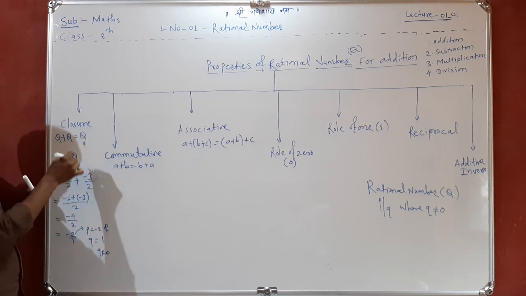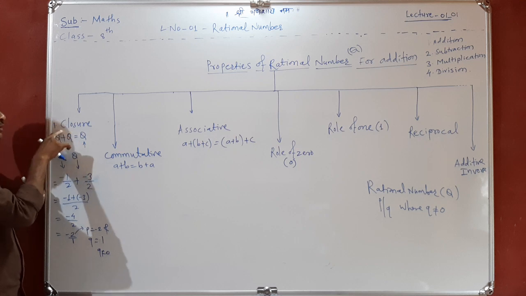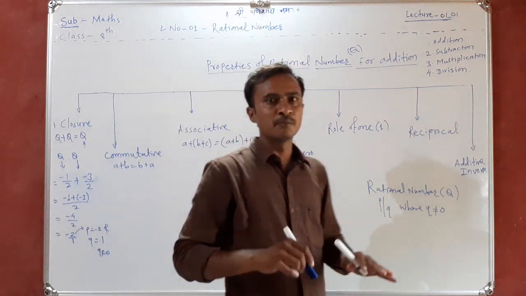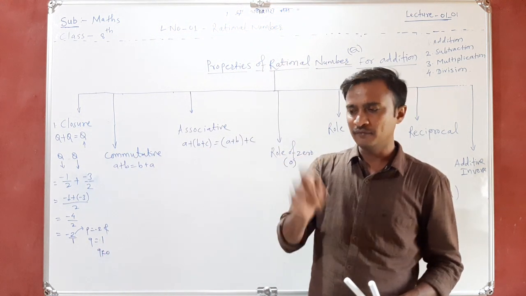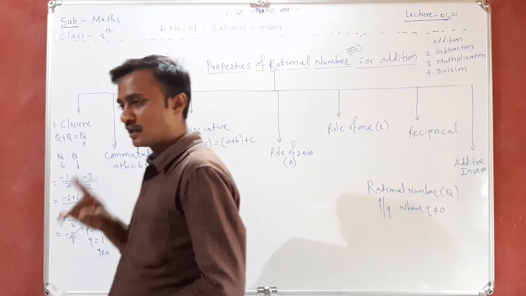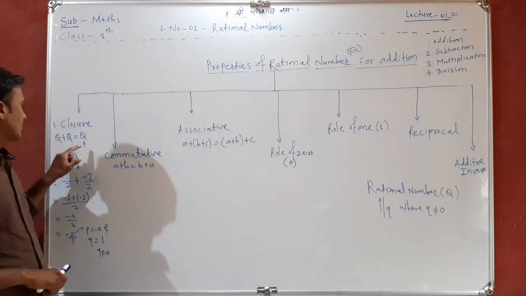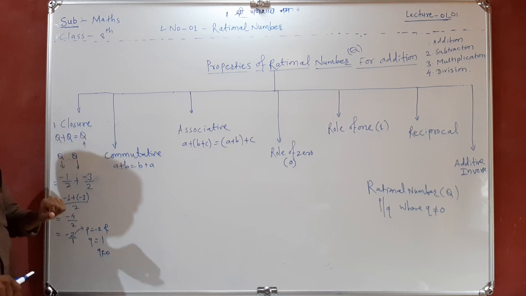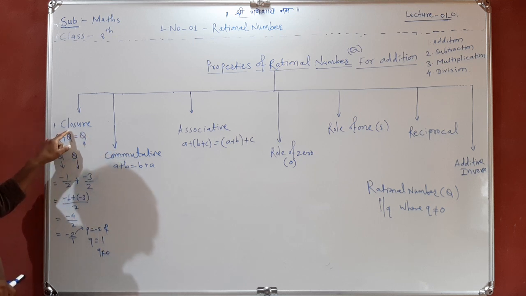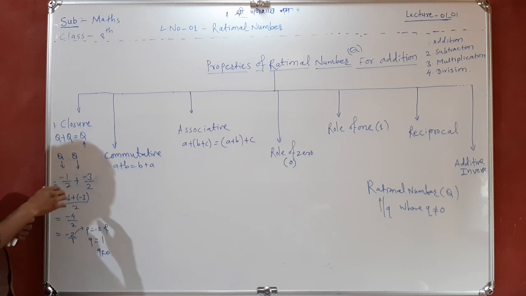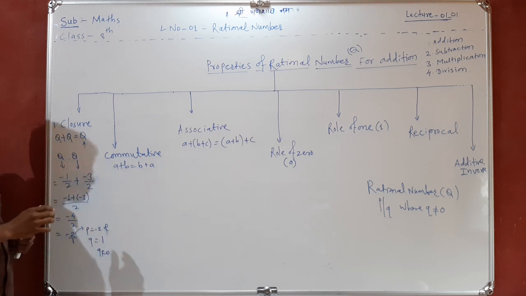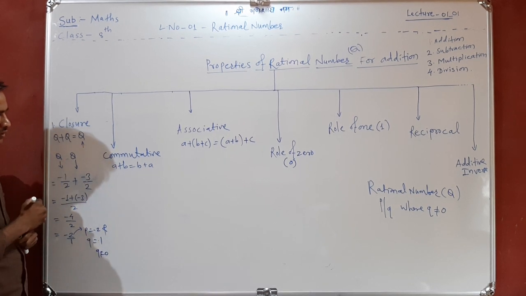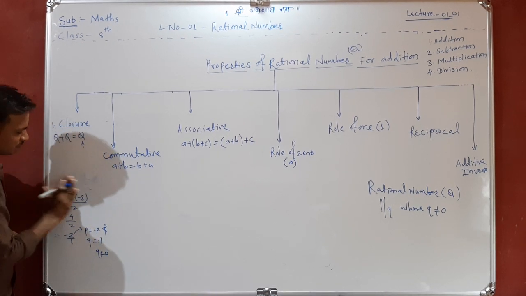But our basic thing is that we have to learn the first property, that is closure. Now in the universe you can add any rational number with a rational number, and definitely you get a rational number. It means that the closure property holds true for the rational numbers.